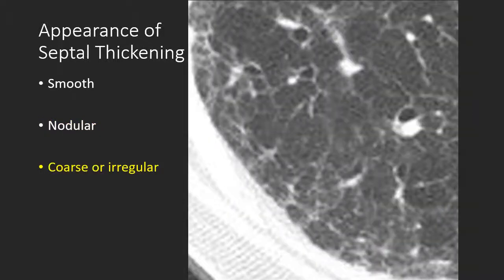Lastly, we have coarse or irregular septal thickening. So instead of the lines in the lung being very smooth, they often appear shaggy. Instead of being straight, they're often bizarre or corkscrew in shape. So in this CT, we can see that on the periphery of the lung we again have all these little lines, except they're not as well defined as we saw for smooth septal thickening. They appear somewhat irregular on the edges, and they don't really look straight. They almost have a corkscrew-like appearance to them. And this is an example of coarse or irregular septal thickening.